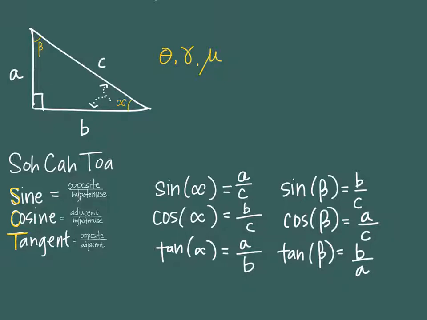How many corners are there in a triangle? 3. I only did alpha and I did beta. Which one did I leave out? The right angle, the 90-degree angle. We never are going to use the 90-degree angle for sine, cosine, or tangent. It's always one of the other 2 corners. So, no questions on that so far?